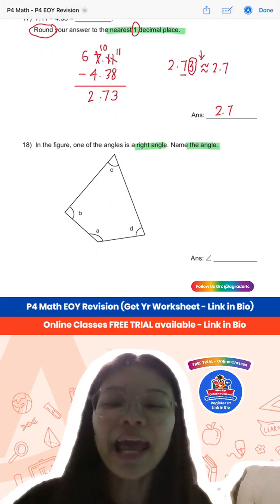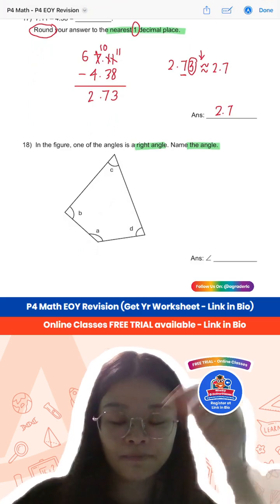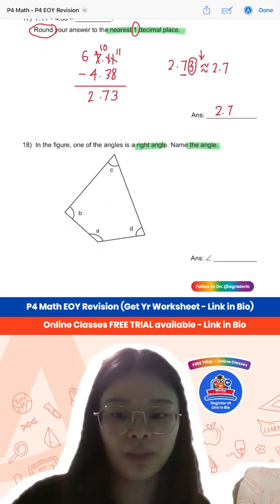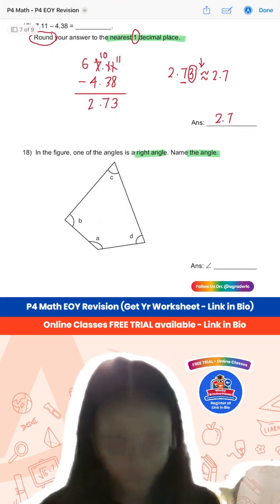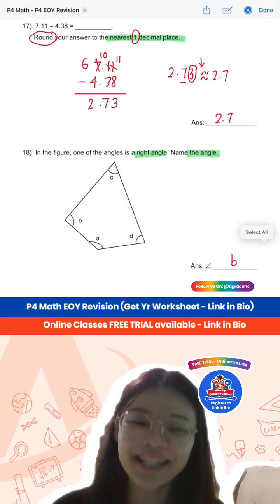Jessie, you don't have to use a protractor, especially when doing a right angle. A ruler will work. Most of you put B, right? So the answer is angle B.